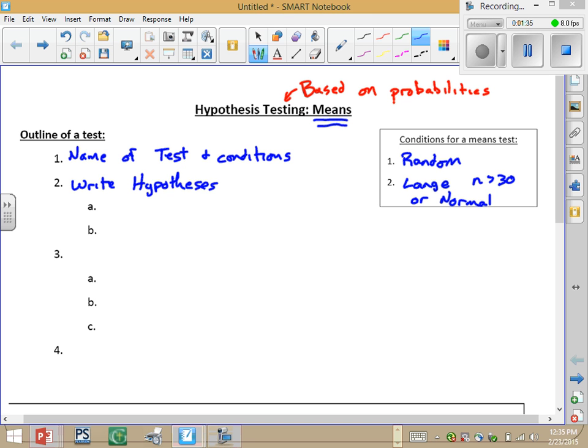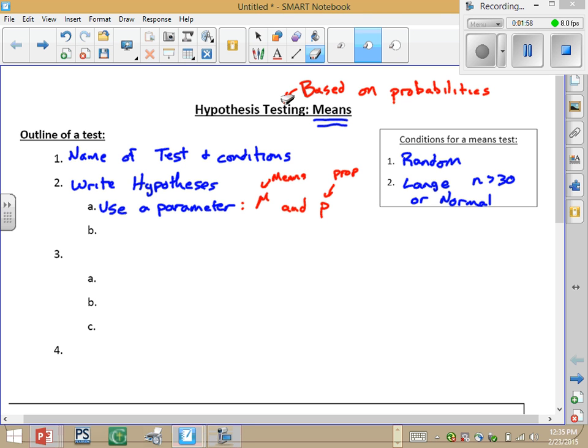Now, the thing is, a hypothesis will always use a parameter. And remember, a parameter describes the population. So the 2 parameters that we're most likely going to use are mu for means and p for proportions, right? A lot of our intervals were based on x bar, which was for means, but it was a sample mean. Mu is the claimed population mean, and then our intervals with proportions were based on p hat. Now we're going to base it on p, the population proportion.